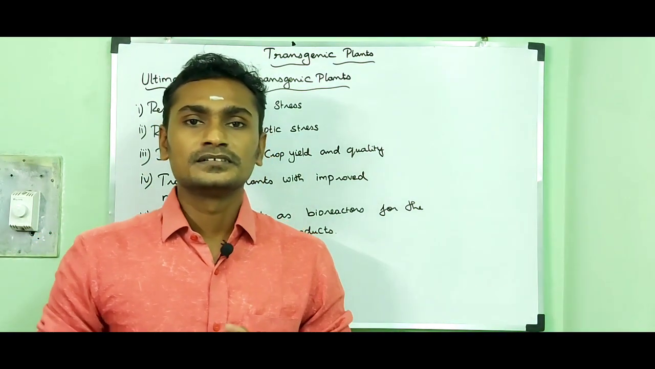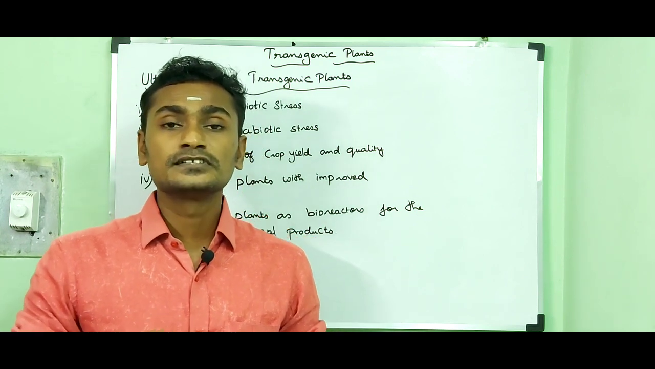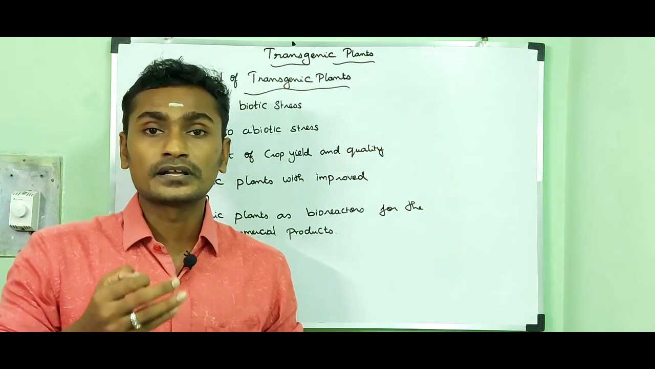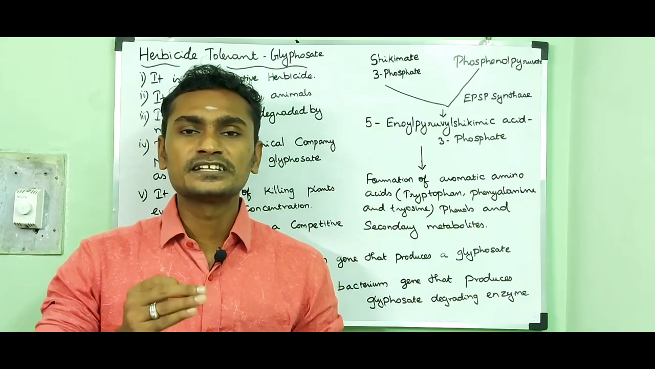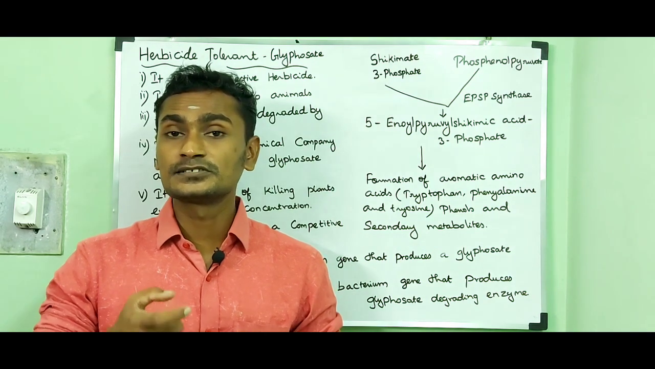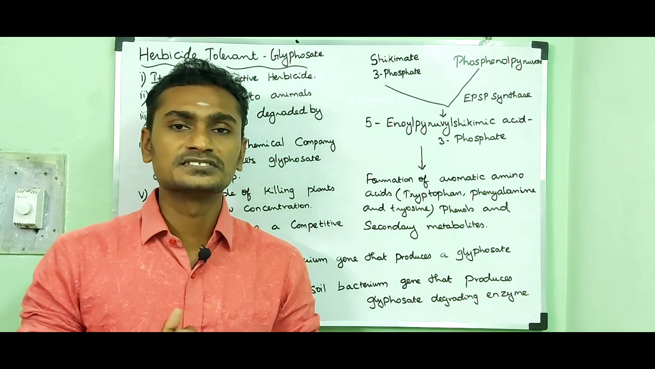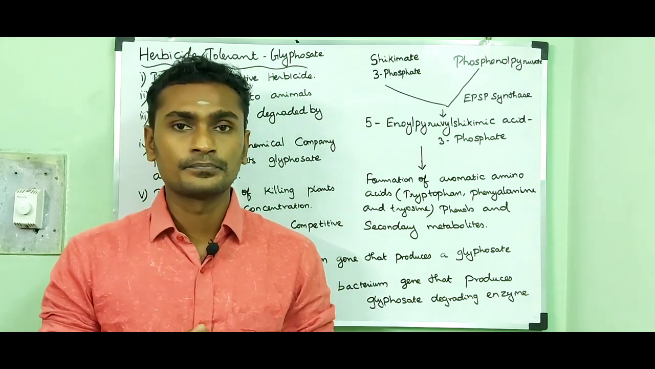Then in this video we are going to discuss herbicide tolerant plants, and how to create a herbicide tolerant plant, not a resistant plant. In our book they have given two herbicides. They are glyphosate and glufosinate or basta.